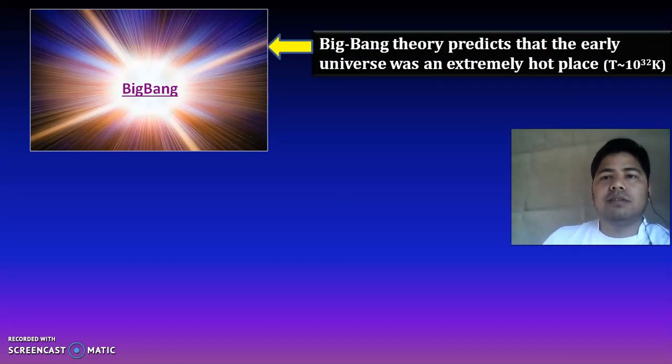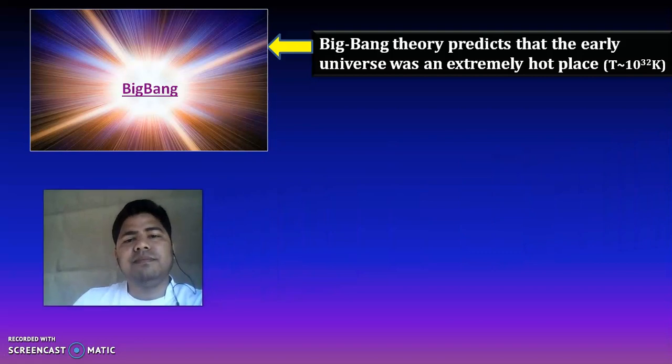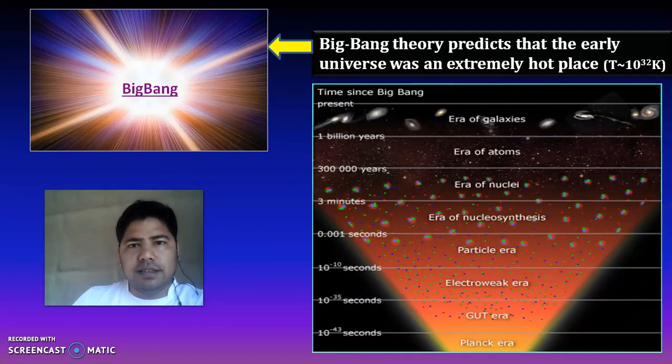Okay, now we know that at the Big Bang the temperature was very hot. We say that Big Bang theory predicts that the early universe was an extremely hot place, whose temperature can go up to 10 to the power 32 Kelvin. So this is the timeline of the different eras after the Big Bang.